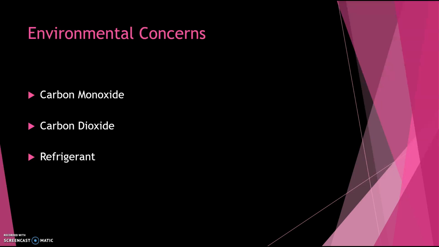We have some environmental concerns with our reactor as well. Carbon monoxide, as we said, can leak. Carbon monoxide can cause a lot of harm to anybody who inhales it. So to avoid anybody getting injured or even possibly dying from carbon monoxide poisoning, we would have carbon monoxide sensors all over our facility. Carbon dioxide and refrigerants are both very bad for the environment. Both of them cause global warming and deplete the ozone layer.